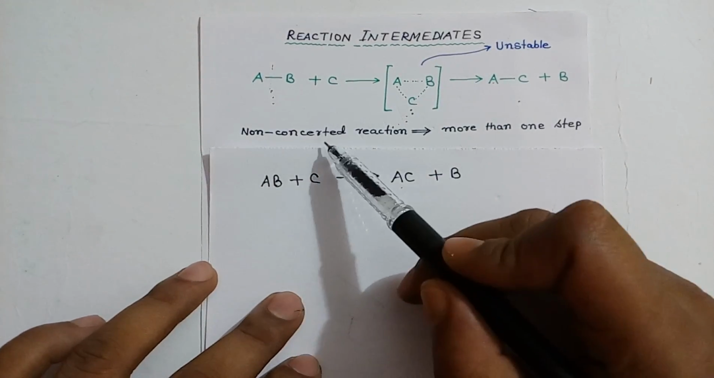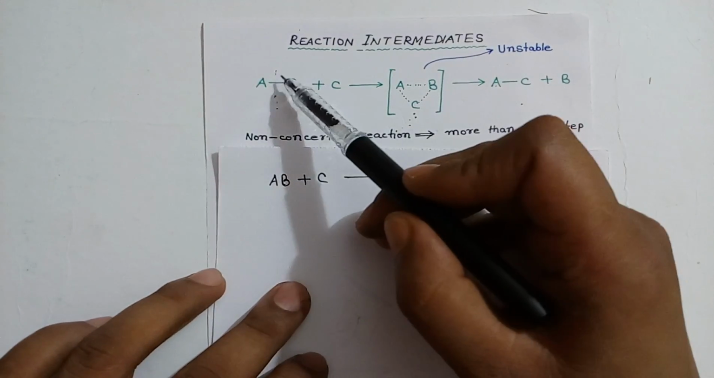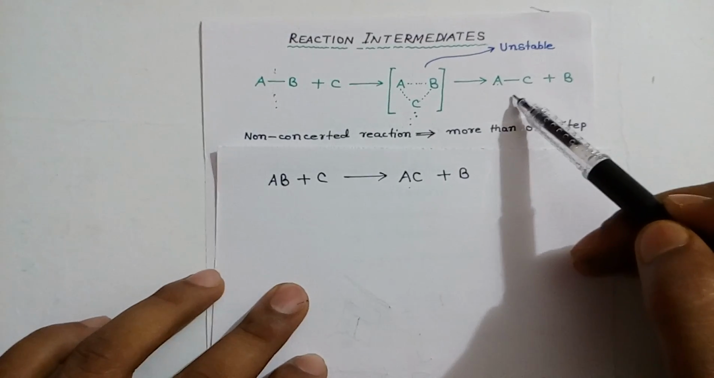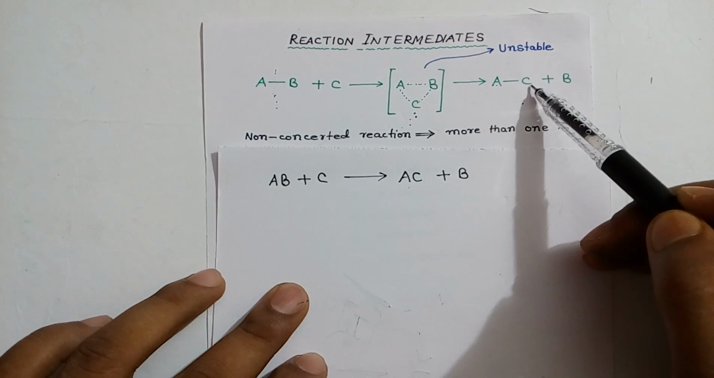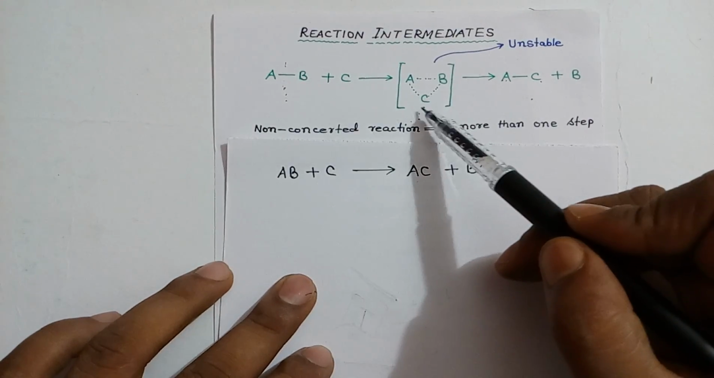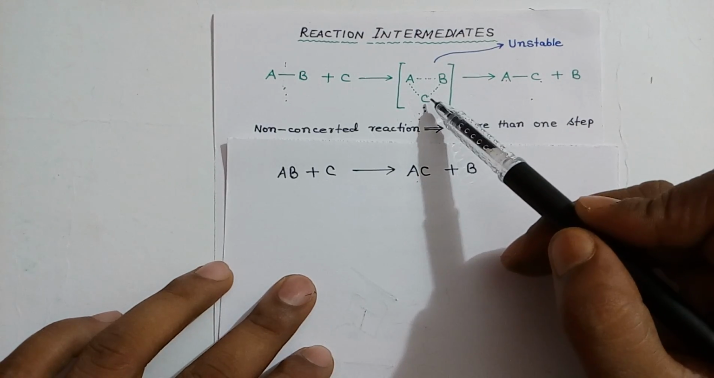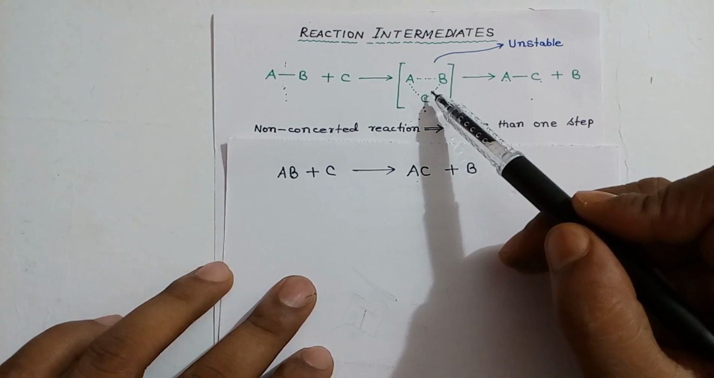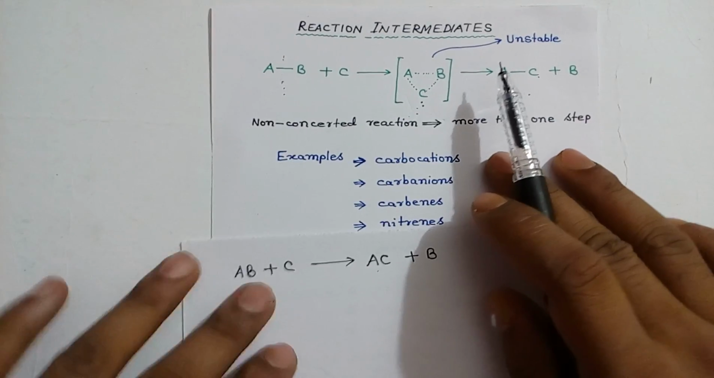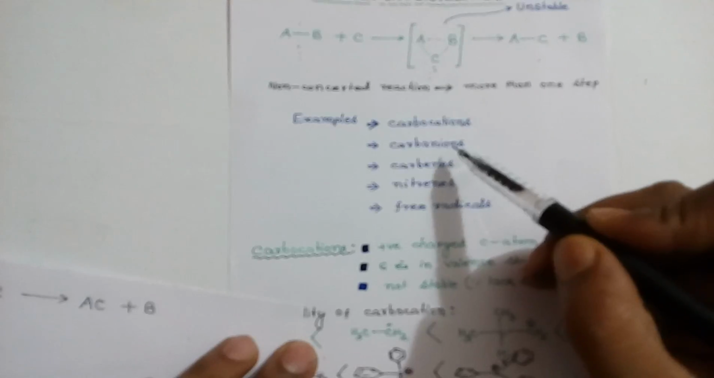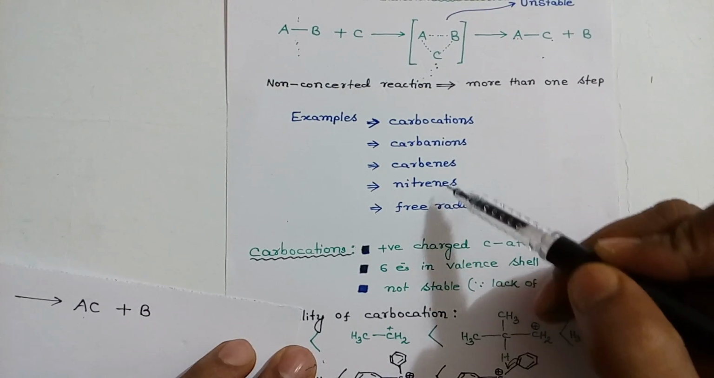In any non-concerted reaction, the bond breaking prior to the formation of a new bond in the product gives rise to the formation of a highly energetic chemical species having very short half-life. This is called a reaction intermediate. Reaction intermediates are of various types: carbocations, carbanions, carbenes, nitrenes, and free radicals.